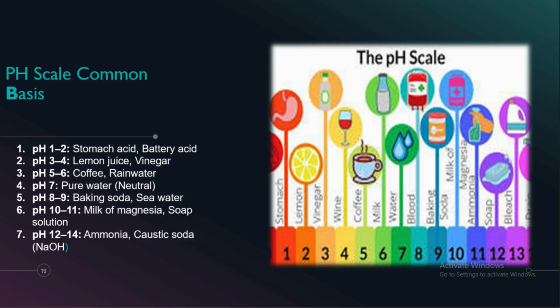So the pH scale of common substances: pH 1 to 2 is stomach acid and battery acid; pH 3 to 4 is lemon juice and vinegar; pH 5 to 6 is coffee and rainwater; pH 7 is pure water, which is neutral; pH 8 to 9 is baking soda and sea water; pH 8 to 10 is milk of magnesia and soap solutions; and pH 12 to 14 is ammonia and caustic soda, which is sodium hydroxide.